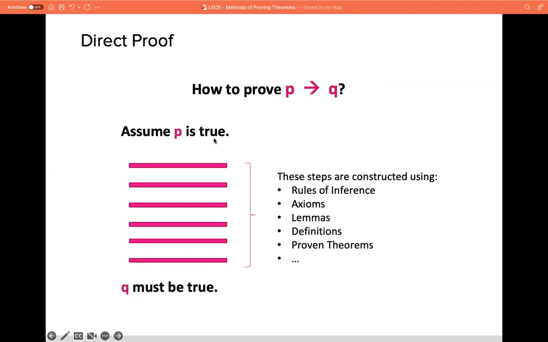Okay, and using a combination of theorems, definitions or rules of inference, we show that Q must also be true. So direct proofs are quite straightforward, with a fairly obvious sequence of steps leading from the hypothesis to the conclusion.